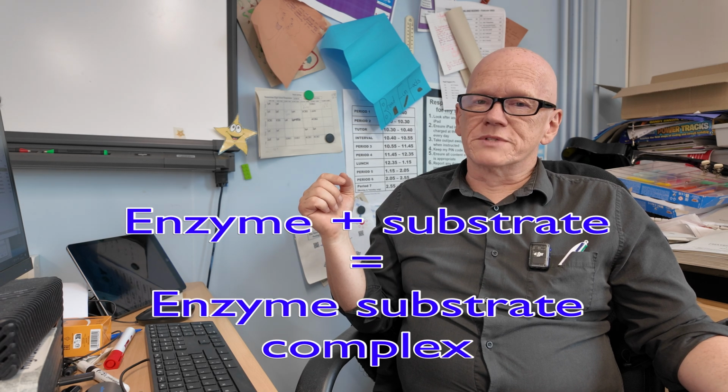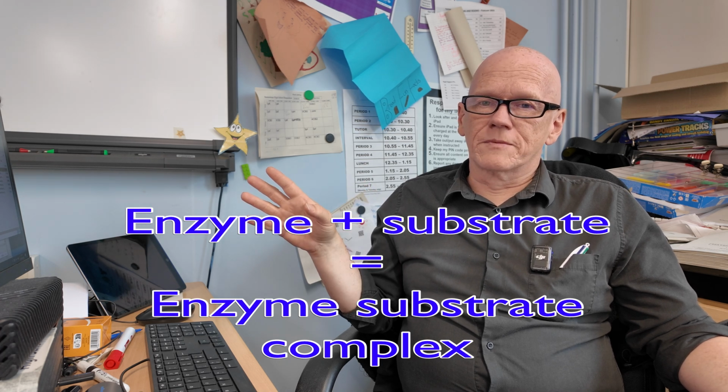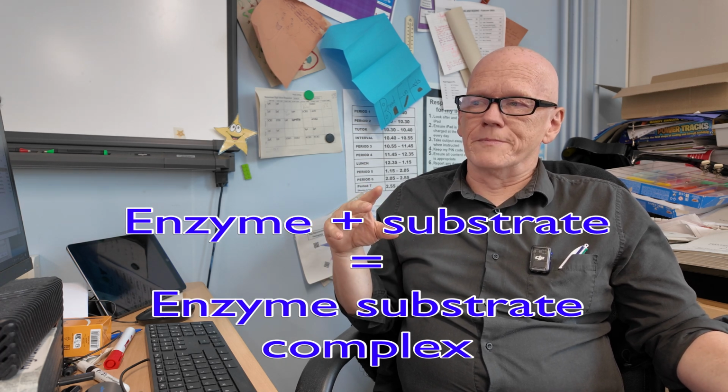They do this by having an active site, which is complementary to the shape of the substrate, and that means complementary just means it's a matching shape. The enzyme and substrate form an enzyme-substrate complex. The reaction happens, the product goes away, and the enzyme's ready to work again.